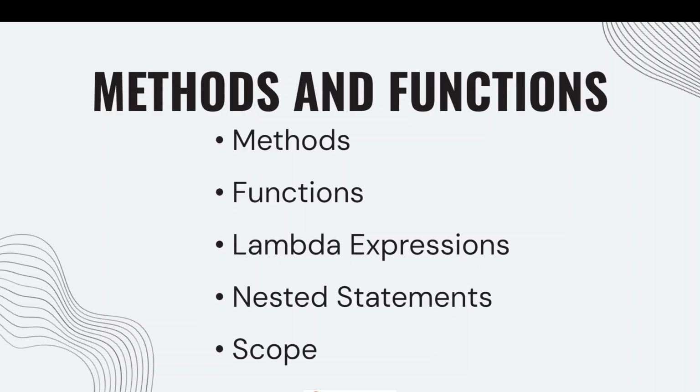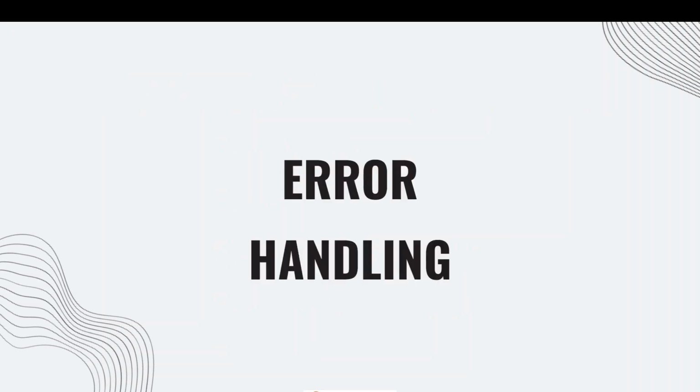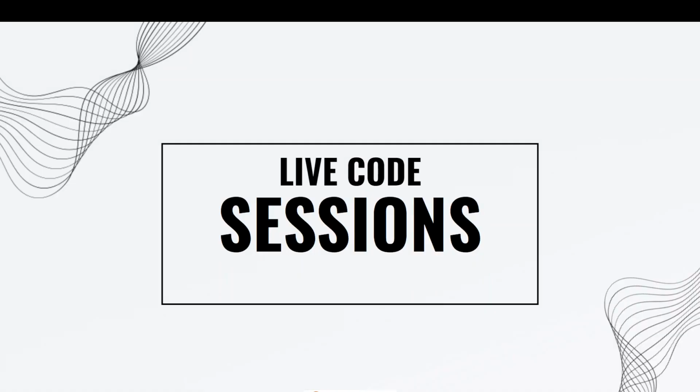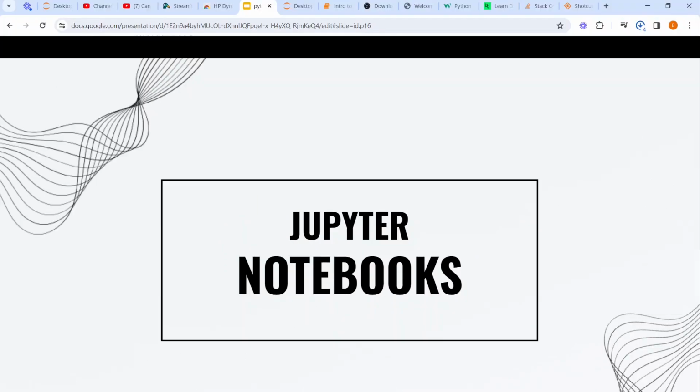All right, so within the session, we'll look at methods, we'll look at functions, then another interesting topic called lambda expressions. Then we'll look at nested statements and then scope as well. Then we'll finally look at error handling. Okay, so that is it for the program outline. So we just move on to our live code session, though it's not actually a coding section, but we are starting a live demonstration, so let me just call it that. So we just switch to our Jupyter notebook.